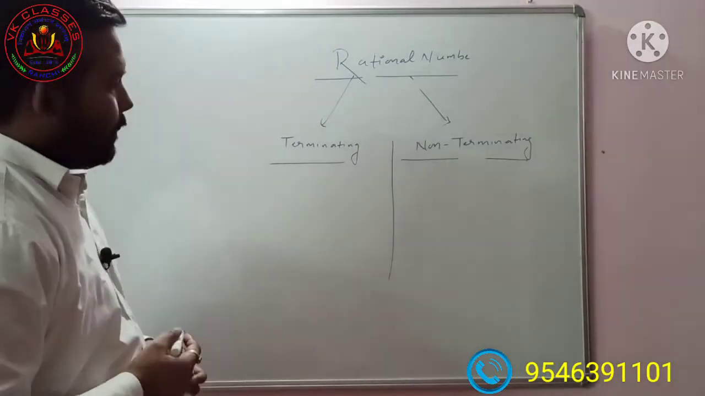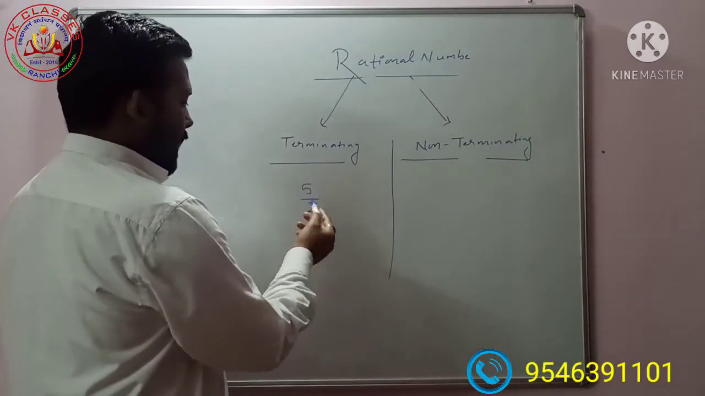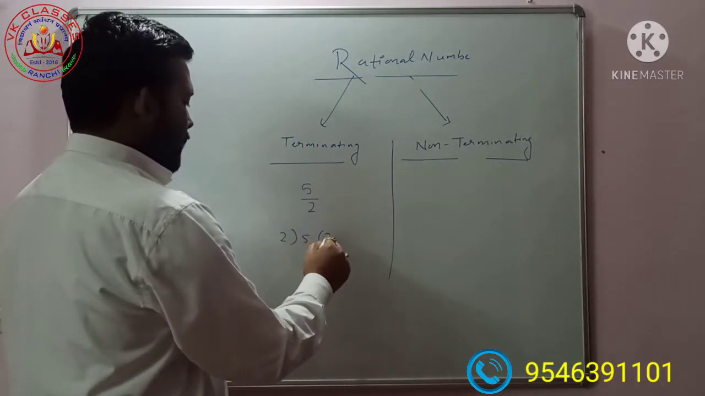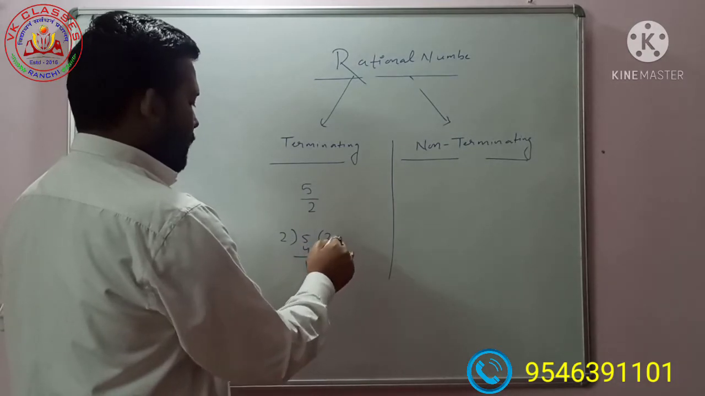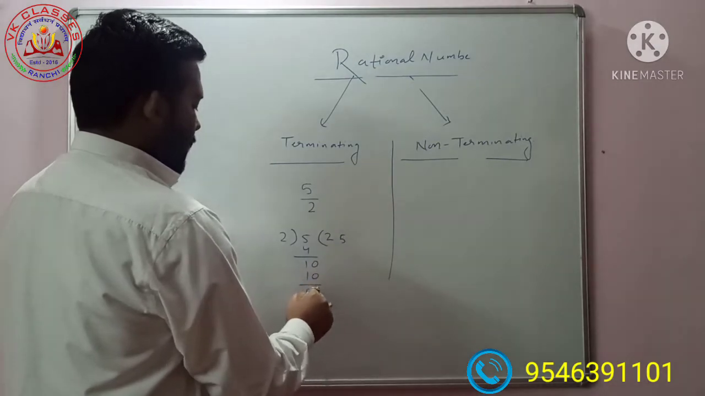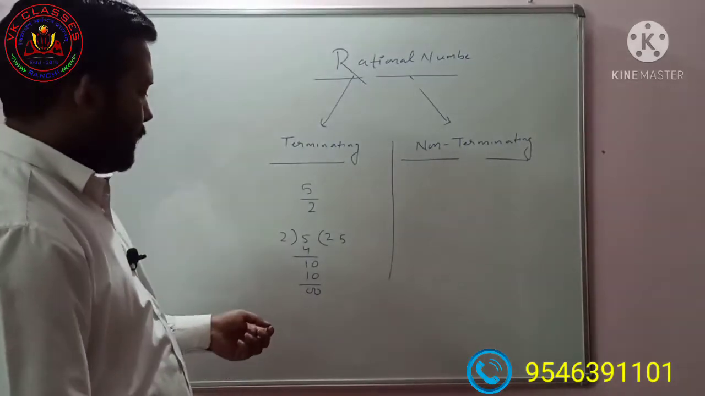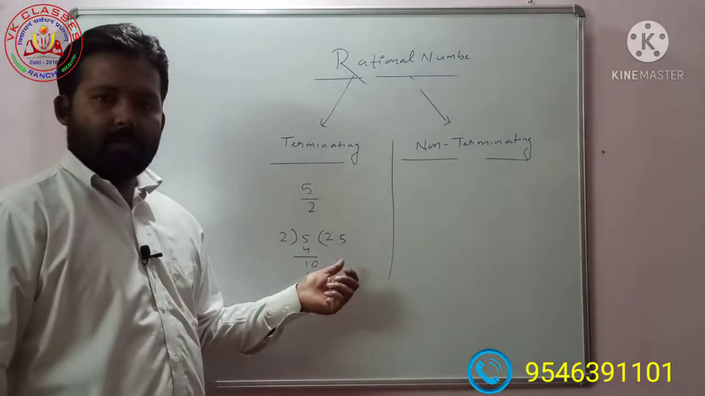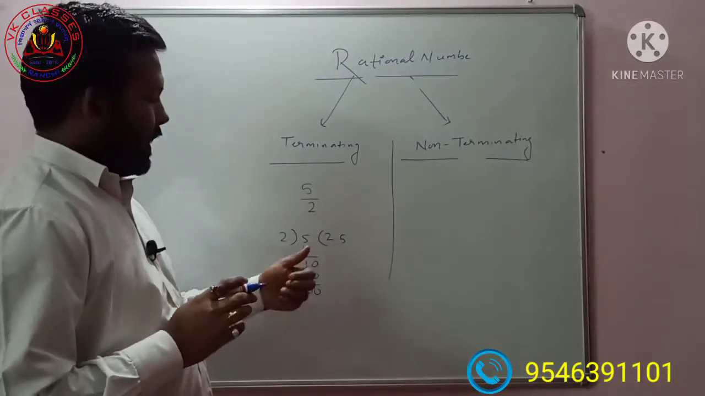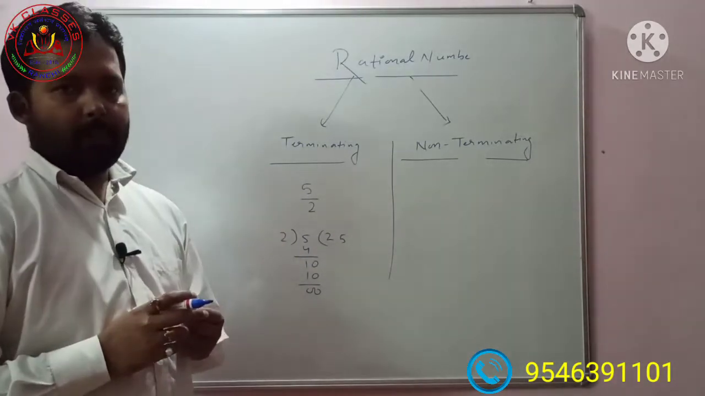For example, if I have written 5 by 2 and I divide 5 by 2, then what am I getting here? 2 2s are 4, 1 is the remainder, 0.0, 2 5s are 10, and here this 5 gets terminated after the decimal expression. So if any number gets terminated after the decimal expression, it is said to be a terminating decimal.